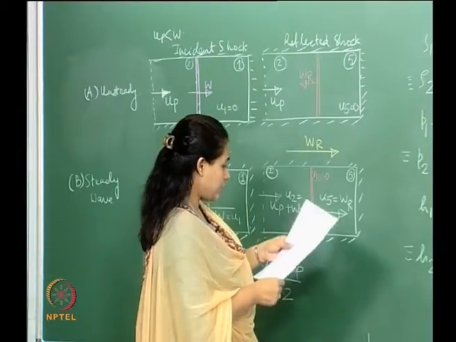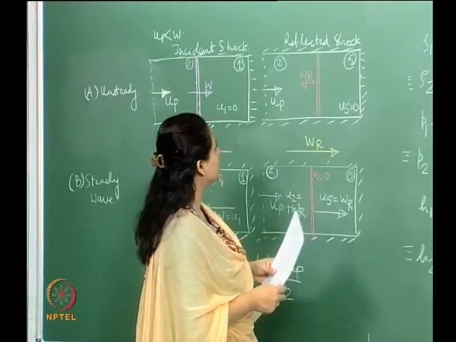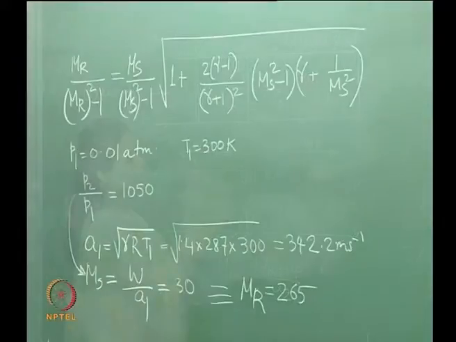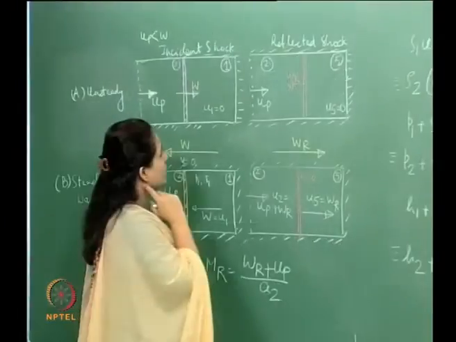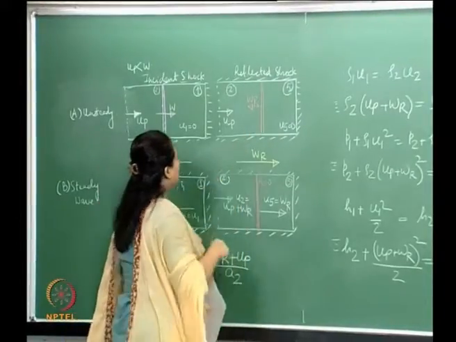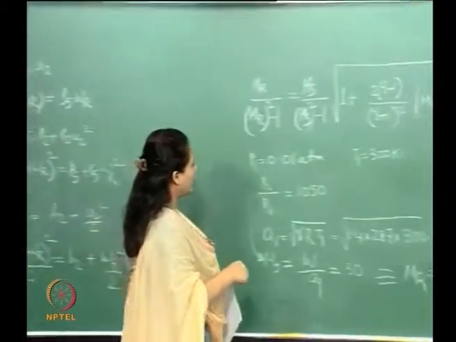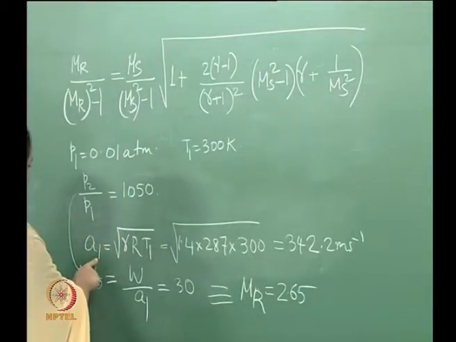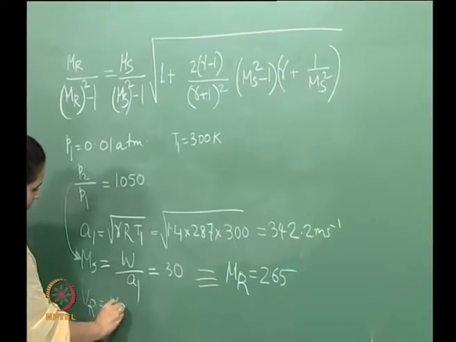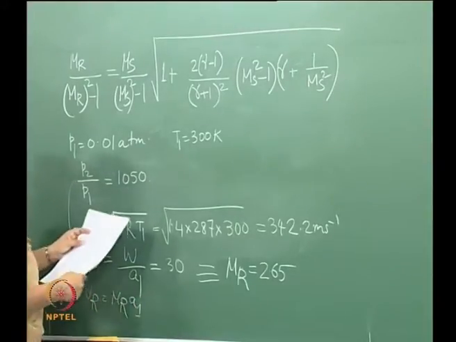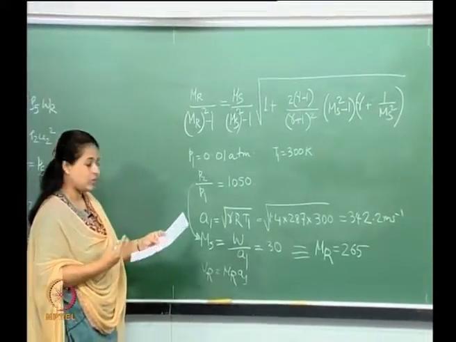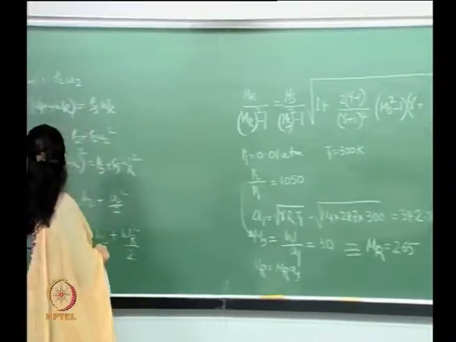So, now if I look at this picture over here, we need to find out the reflected shock wave velocity with respect to the tube. If you look at this picture here, I know A1, right, yes, I know A1. So, therefore, I can calculate the velocity of the reflected shock as A1 times the Mach number.